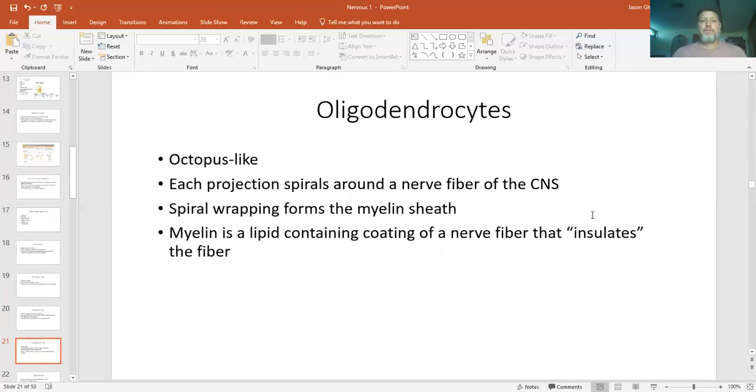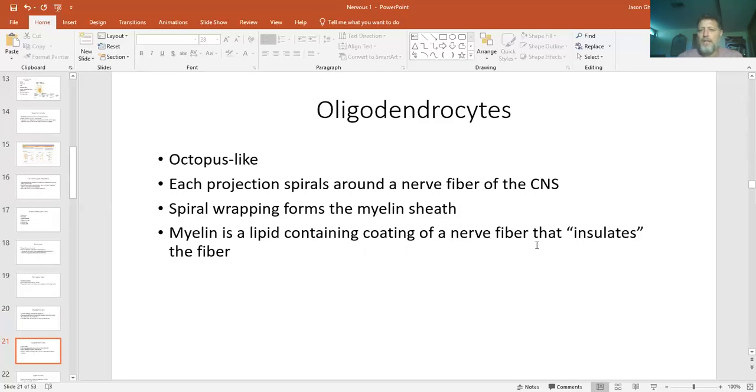You have oligodendrocytes. It says they're octopus-like. Yeah, they're hard to see under a microscope. But these surround the nerve fibers, the axons. They form a myelin sheath, which is a fatty, lipid-based substance that coats these fibers and insulates them. Now, again, these are the first four. These all occur in the central nervous system.